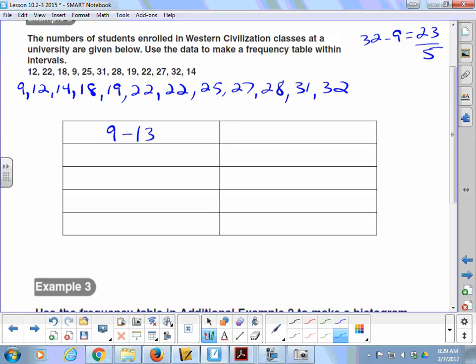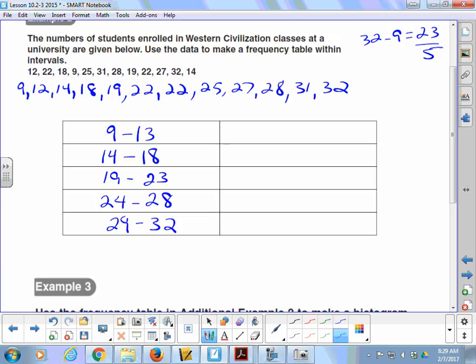Then we'll go from 14 to 18, 19 through 23, 24 to 28, and then 29 to 32. And this will cover from our first to our last number. Now, the amount of data in each one is going to be different, but these have got to be the same width.